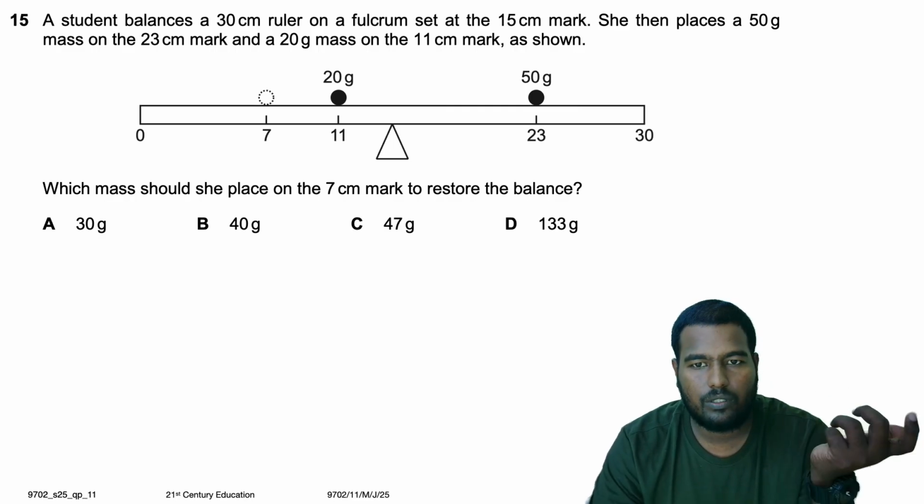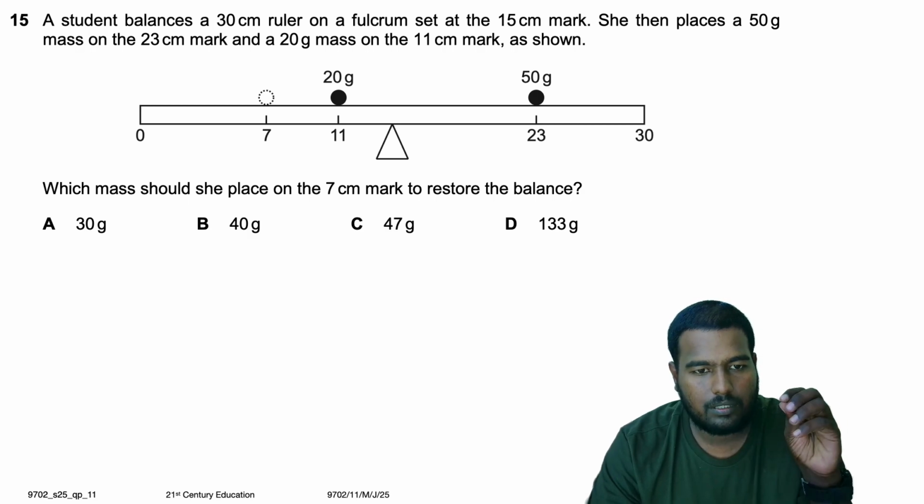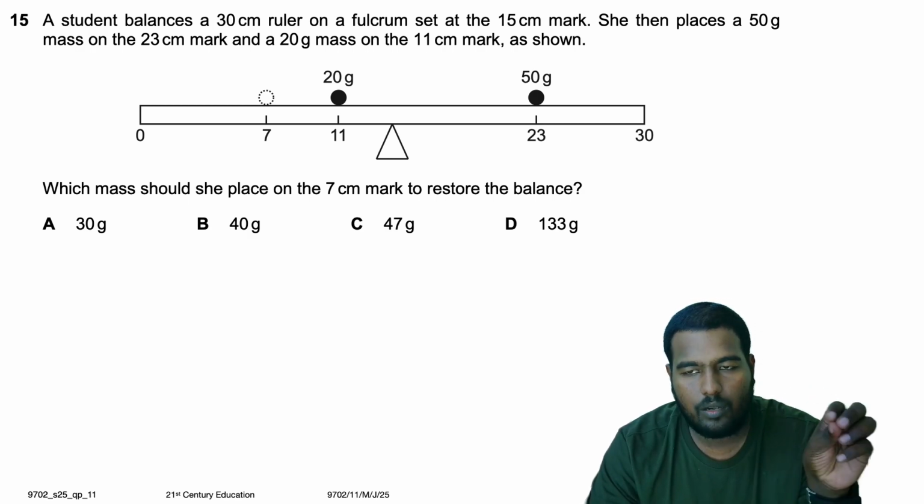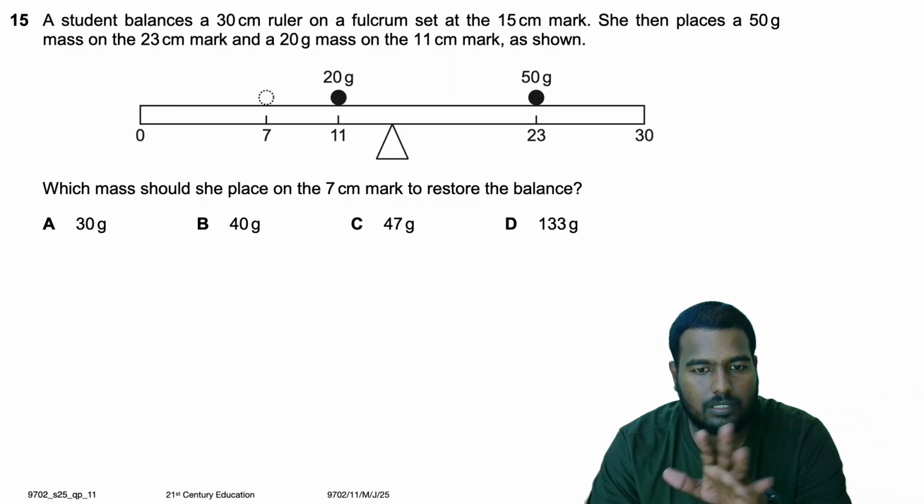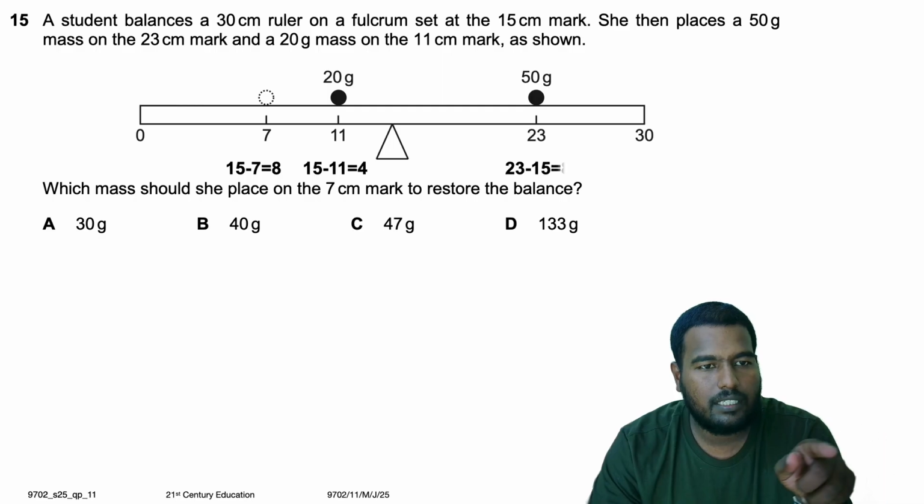Okay. So we know this concept. Distance from the pivot multiplied by the force must be equal on both sides. All the clockwise moment is equal to all the anti-clockwise moment. So we'll find the distance from the pivot. 15, it's 7. So from the center, it's 15 minus 7, 8.